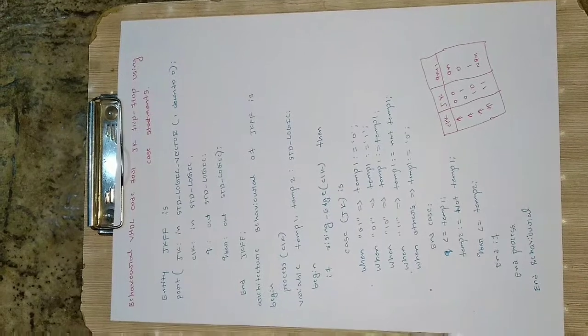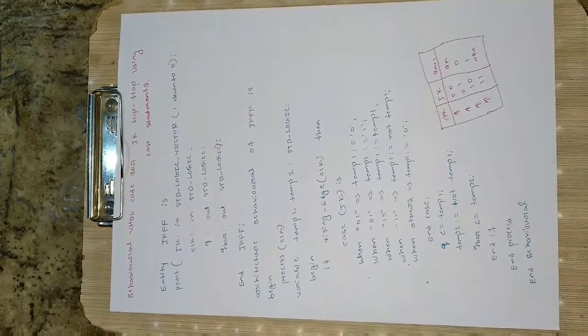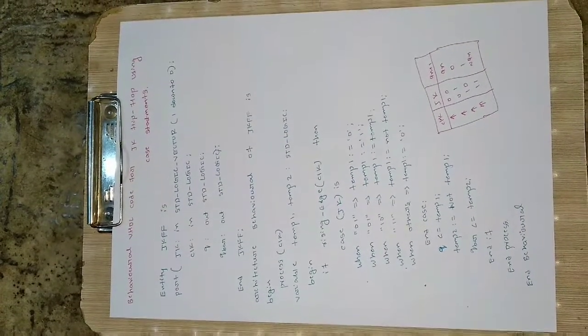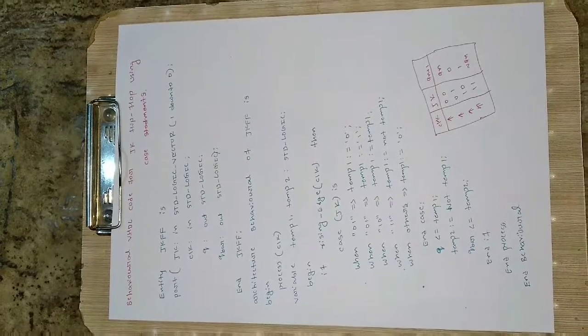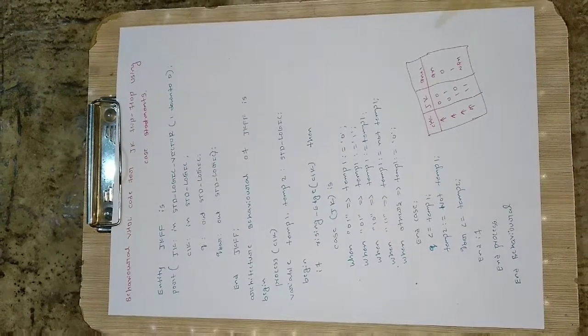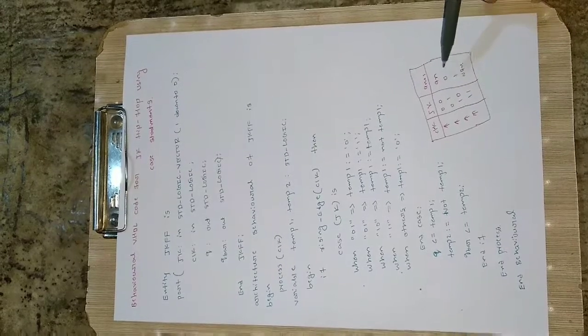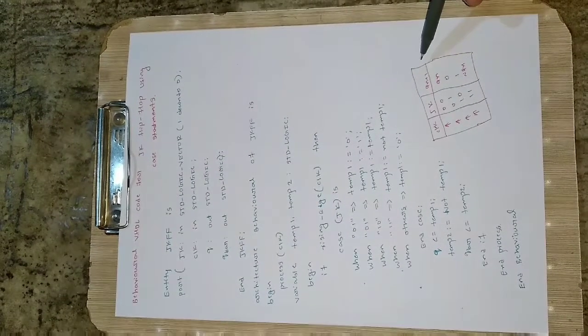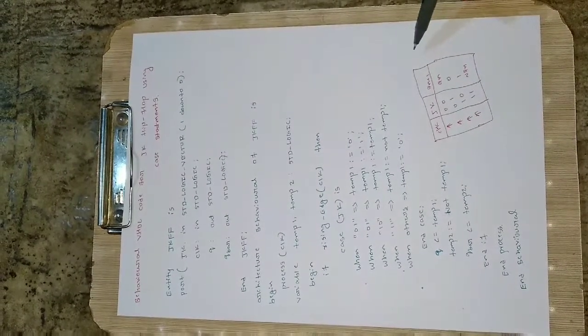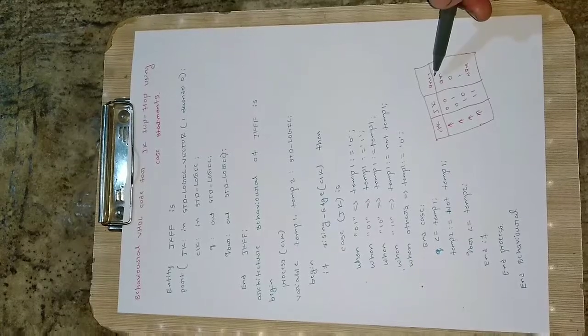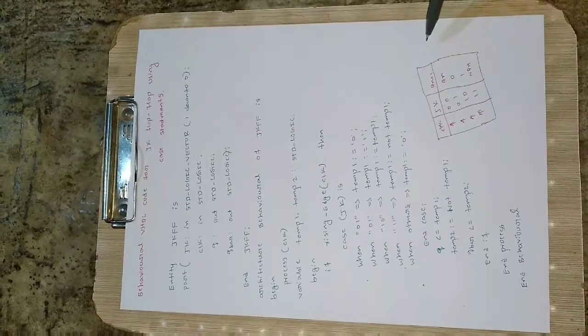Hey everyone, in this video we will see how to write the behavioral VHDL code for a JK flip-flop using case statements. A JK flip-flop has two inputs, J and K, and two outputs, Qn plus 1 and Qn plus 1 bar. I have not written Qn plus 1 bar, since it is the complement of Qn plus 1. If you know this one, that will be sufficient.